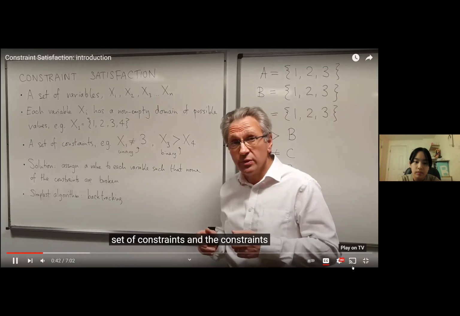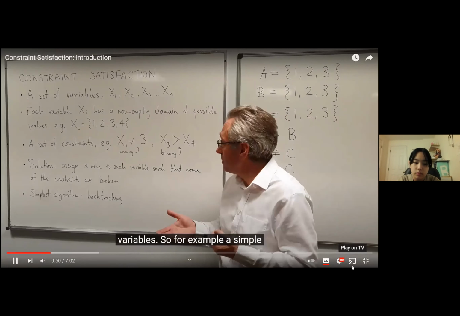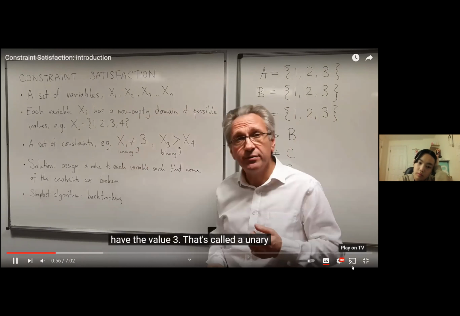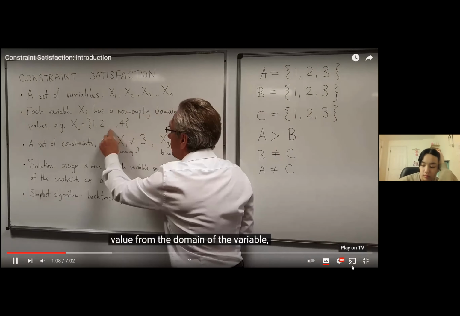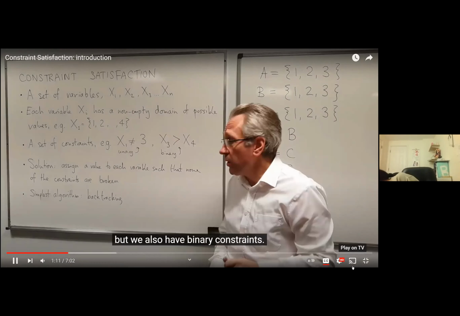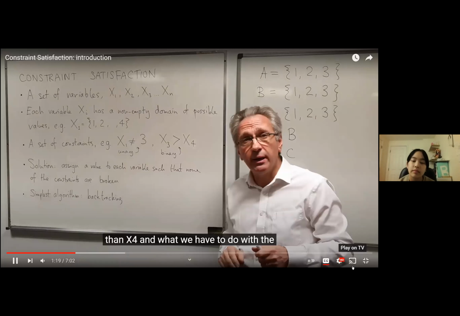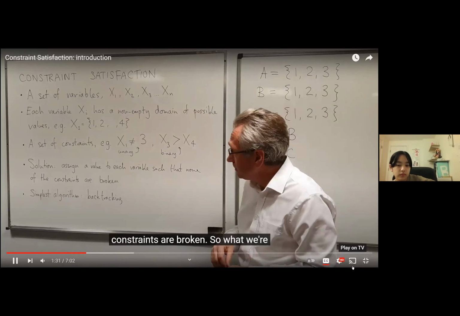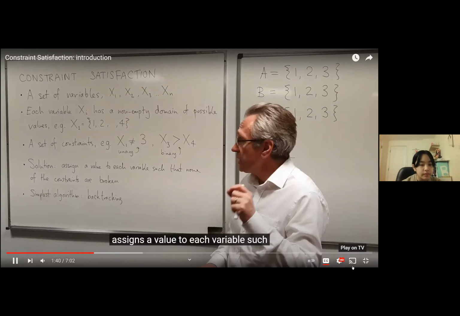We also have a set of constraints, and the constraints are the things that don't allow you to assign some of the values to the variables. So for example, a simple constraint could simply be x1 cannot have the value 3. That's called a unary constraint because it only involves a single variable. We can deal with those very easily by simply removing that value from the domain of the variable. But we also have binary constraints. Those involve two variables. So for example, here we have x3 must be greater than x4. And what we have to do with the problem is that we have to find a consistent set of values for all of our variables so that none of these constraints are broken. So what we're looking for is a solution. A solution assigns a value to each variable such that none of the constraints are broken.